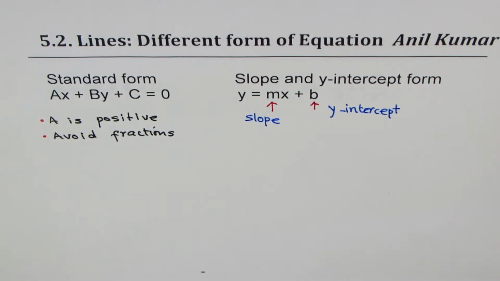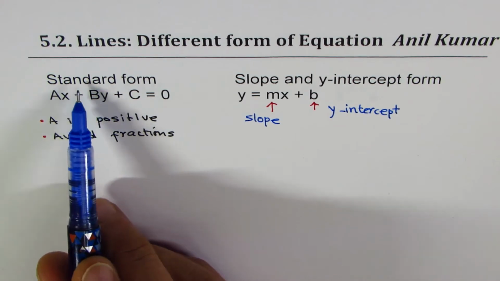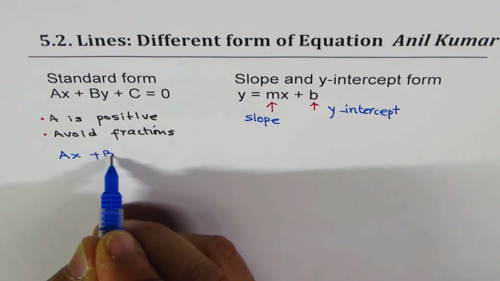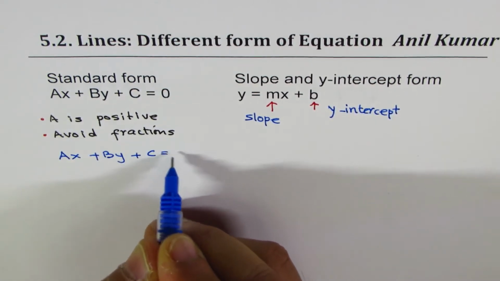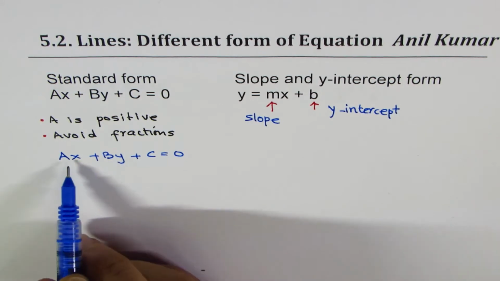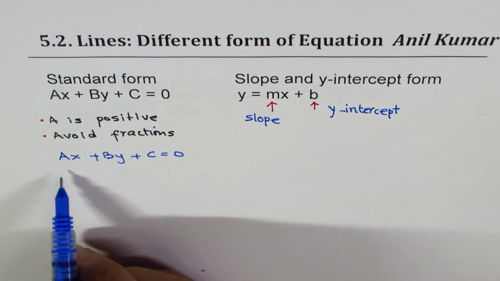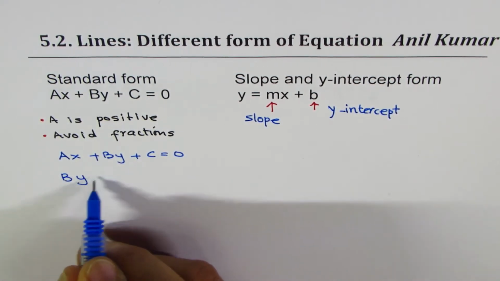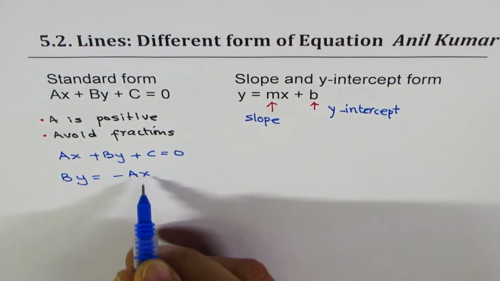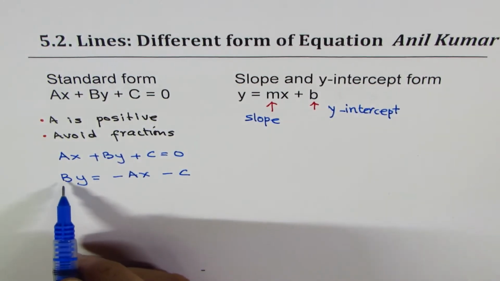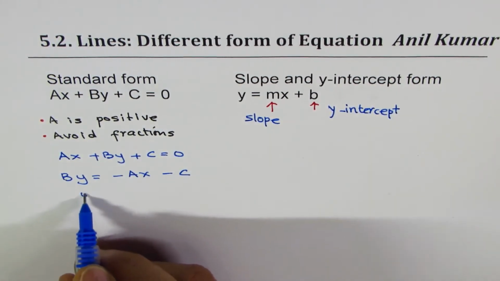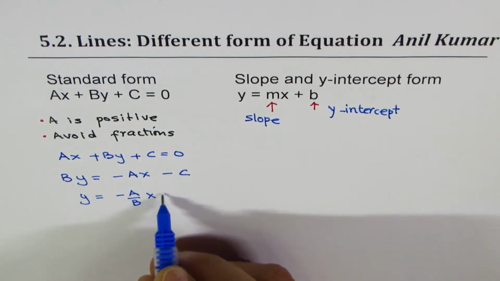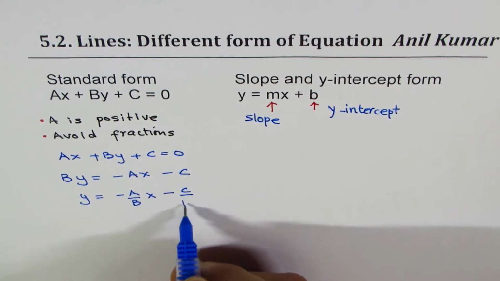Okay, so let's begin by isolating y from the standard form. The equation is ax plus by plus c equals to 0. If I have to isolate y, I have to take all these terms to the right side. We can do minus ax minus c. What we are going to get is by equals to minus ax minus c, correct? Now we can divide by b all the terms. So we get y equals to minus a over b x minus c over b.